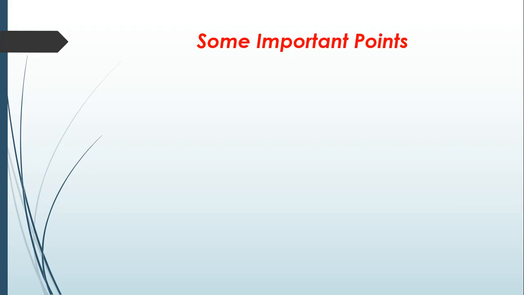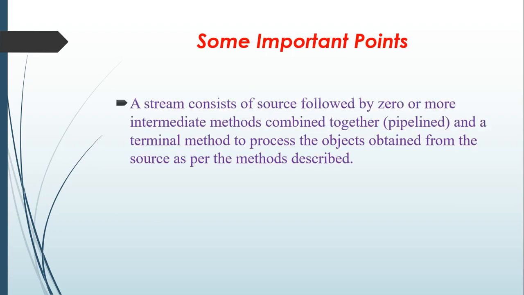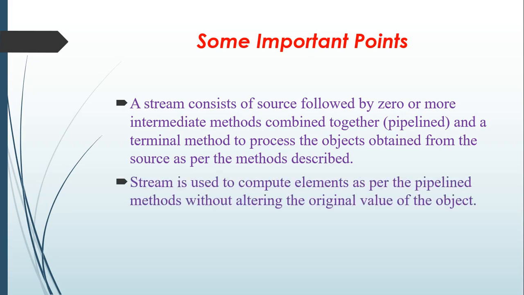Here are some important points regarding streams. A stream consists of a source followed by zero or more intermediate methods combined together, and a terminal method to process the objects obtained from the source as per the methods described. A stream is used to compute elements as per the pipeline methods without altering the original value of the object. So, these are the concepts which we studied in streams. Thank you.